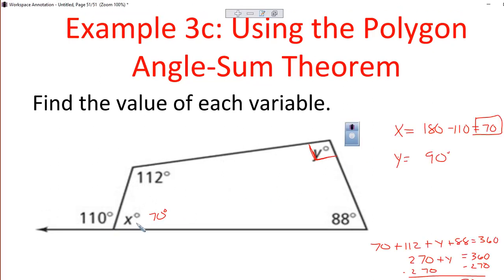All right, so once again we said that these are a linear pair, so you're going to subtract 110 from 180 and get 70. That adds to our total, so we add these up. 70 plus 112 plus y plus 88 equals 360. Add these up, subtract from 360 to get 90 degrees. So y is a 90-degree angle.